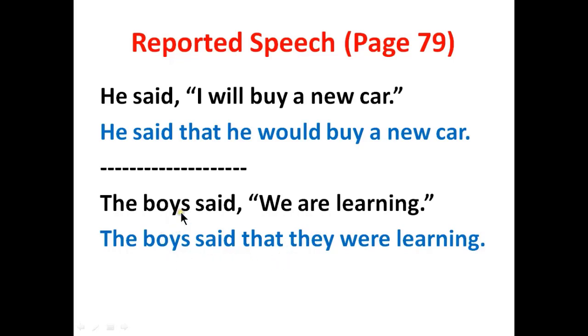For example, it is only one girl. The girl said, comma, space, inverted commas begin, I am learning. So the new sentence will be, the girl said that she was learning. If this part of the sentence is in the past, this will also be changed into the past tense. If it is in the present progressive, it will become past progressive. If it is in the simple present, it will become simple past tense.